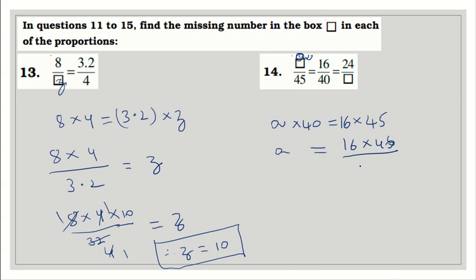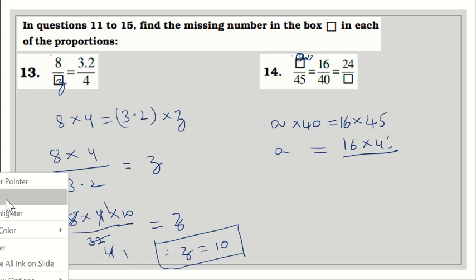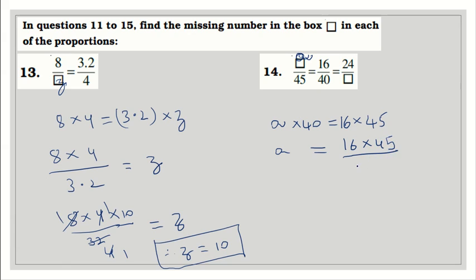16 into 45 upon 40 is the value of A. You know how to cancel here. 5 9s are 45, 5 8s are 40, and 8 1s are 8, 8 2s are 16. So the value of A is 2 9s are 18.